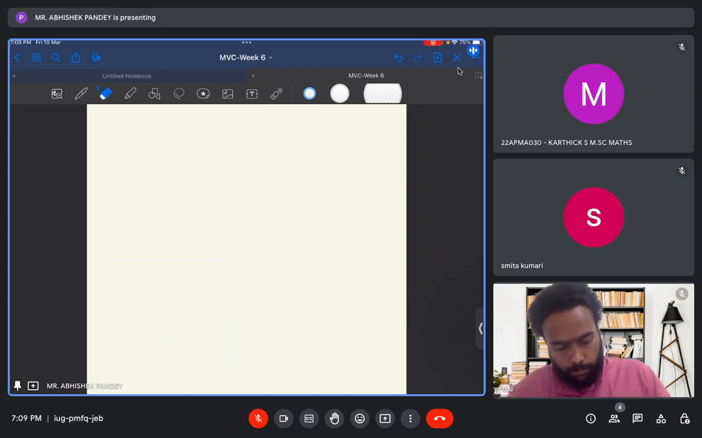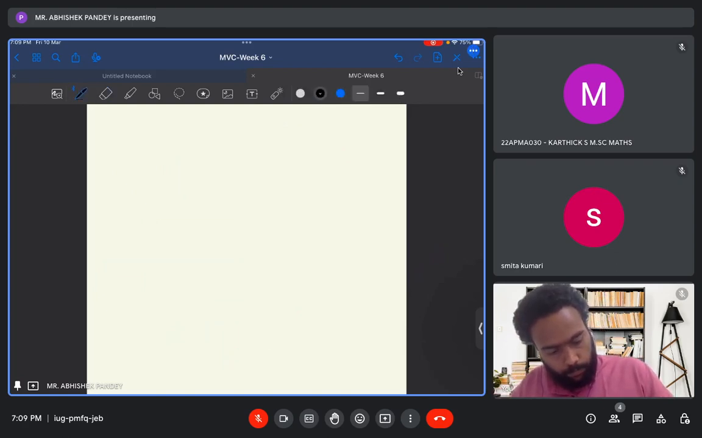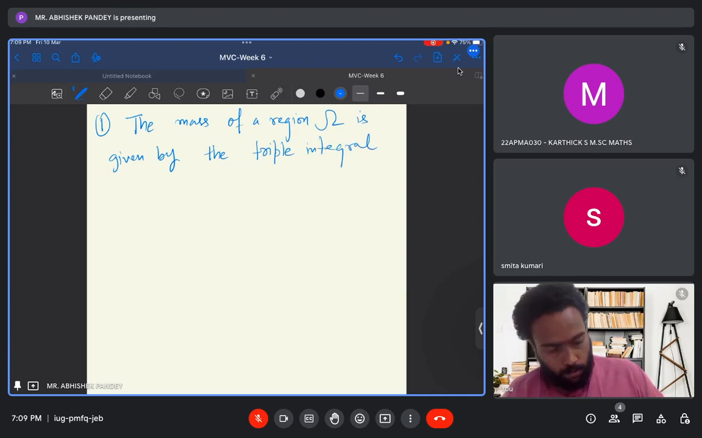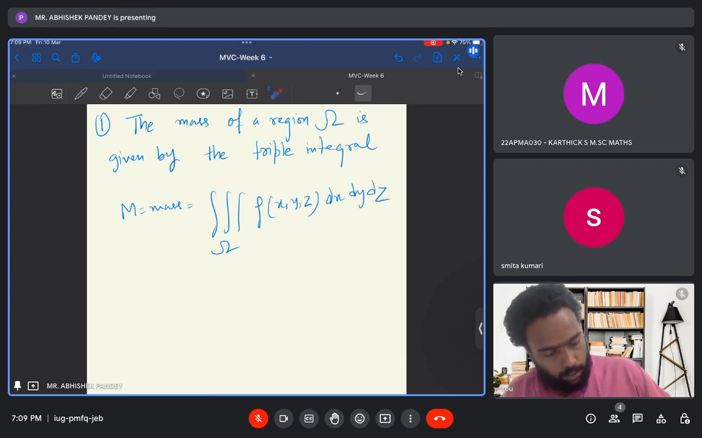Similarly, for the triple integral, the mass of a region omega is given by the triple integral, so this is your mass, equals rho of x comma y comma z dx dy dz. So this is basically a density function.